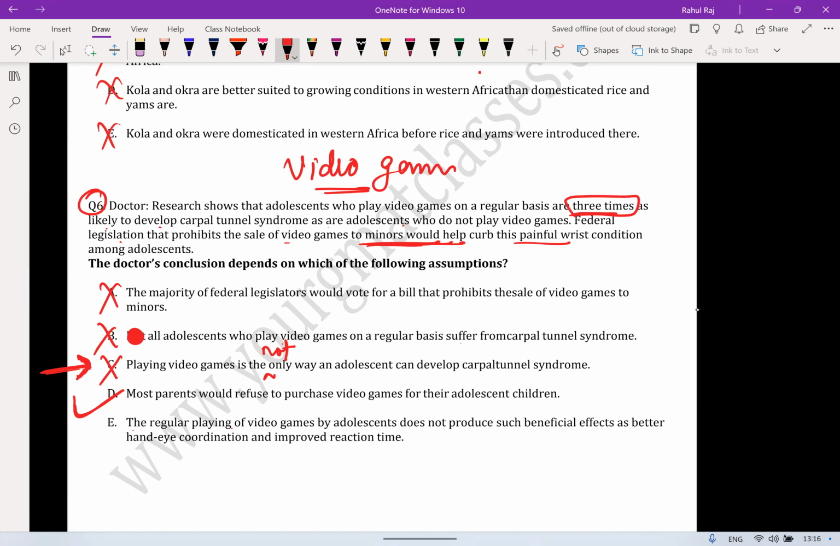D is a very straightforward answer, that if you ban the video game and if the parents go and buy them and give it to the children, the ban has got absolutely no use in the society. So if a government is banning video game, they are taking into consideration that parents will follow them. Simple logic. Any problem here? Please tell me. No, Rahul. So I'll stop today. Don't worry at all.